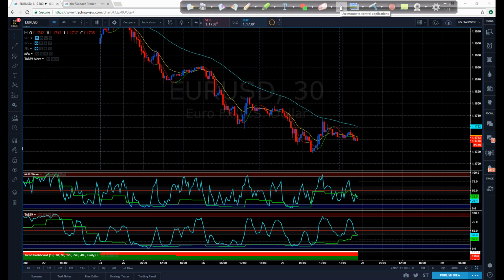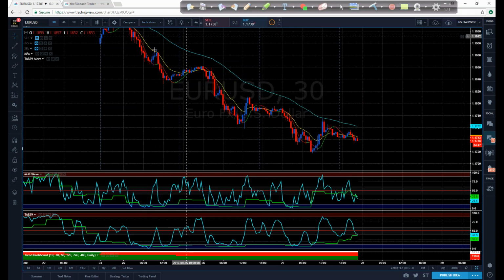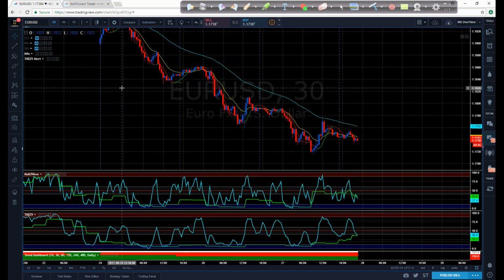Okay, moving right along. Moving averages. You can obviously do whatever you want with your charts, moving averages from the built-in indicators, or the public library if there's stuff you want there. We've done a few things with moving averages to facilitate shredder trading, TAB29 trading.